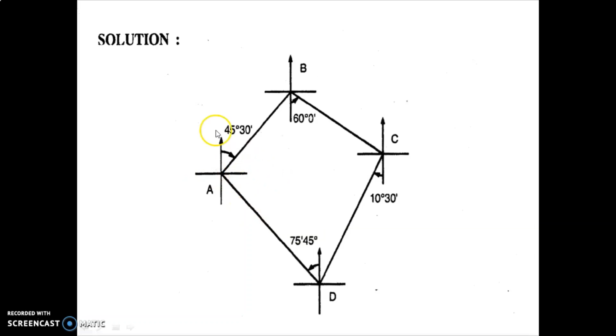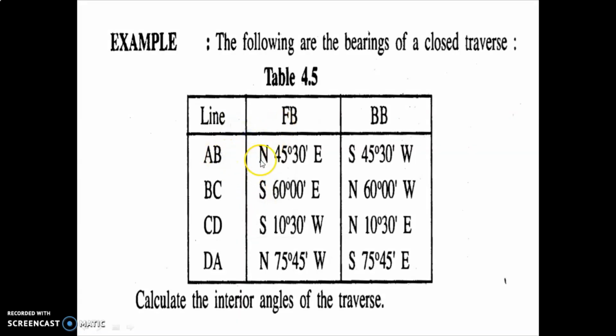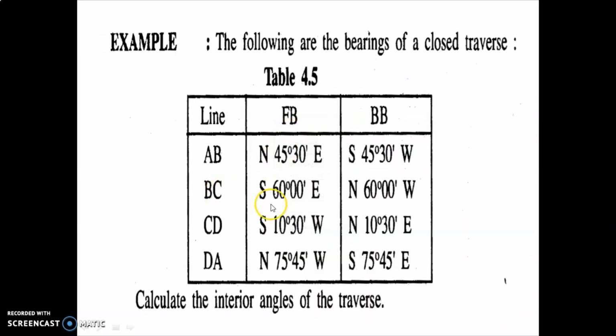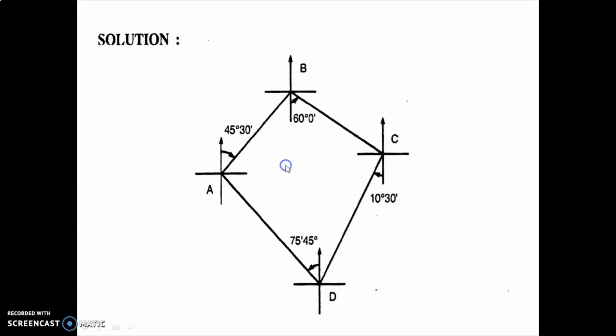So you have to draw one line this way, then you have to draw line AB, by taking the fore bearing reading. You can see my fore bearing reading for line AB is 45 degree 30 minute, which is in the first quadrant. So I have to draw this one line, 45 degree 30 minute. Then from B to C again I have to draw one line, and for that I will take my fore bearing reading. So for line BC, what is my fore bearing reading? South 60 degree east. Okay, so you can see this is my south, this is my east. So 60 degrees from south is given this way.